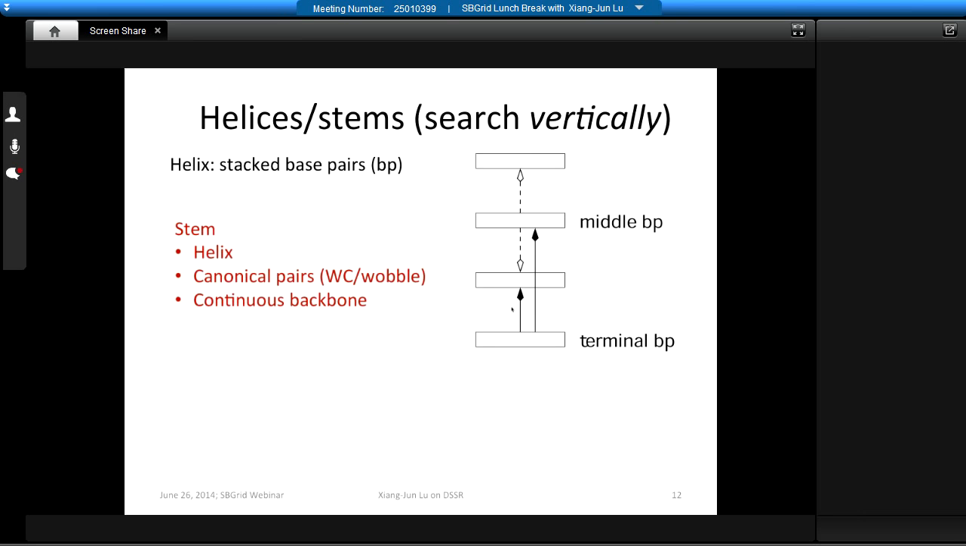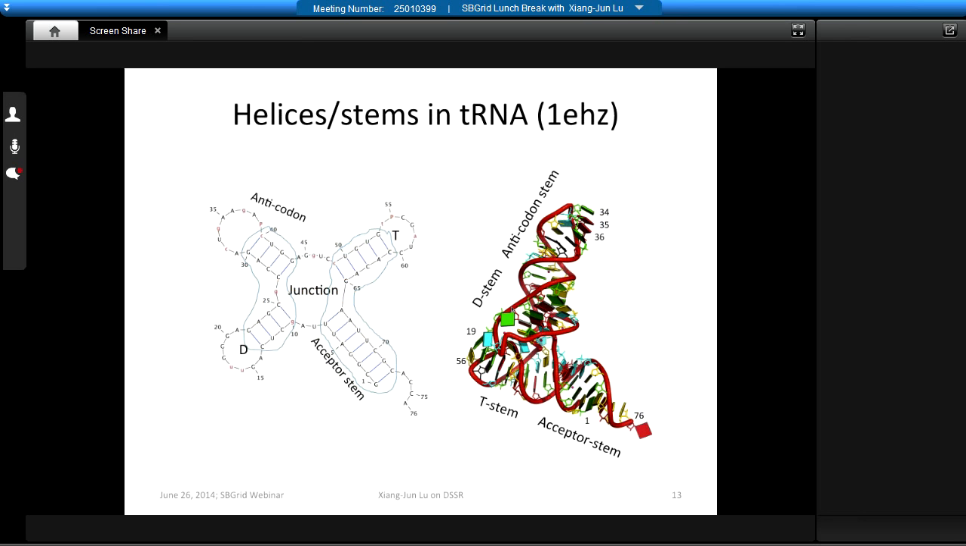We also define what I call a stem. A stem is firstly a helix. It's built on stacked base pairs, but with two additional conditions. The first one is that it must be formed by canonical base pairs, which are Watson-Crick or wobble GU pairs, and also with a continuous backbone. So it follows then that a helix can contain more than one stem, which is called coaxial stacking, as we'll see in the next slide.